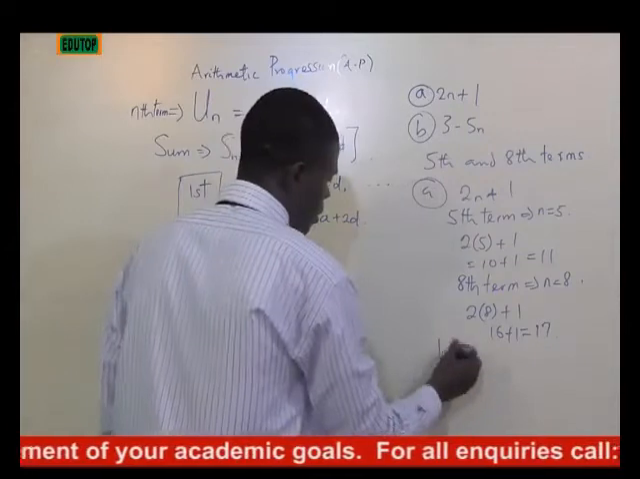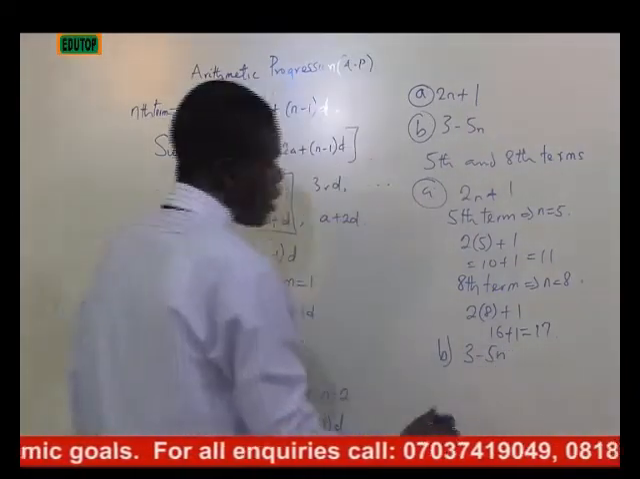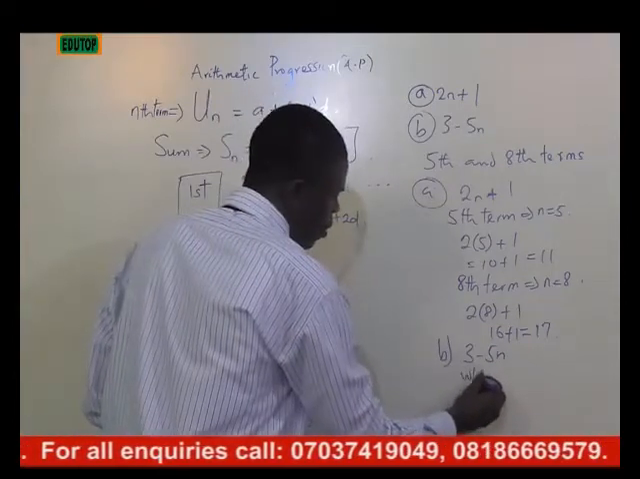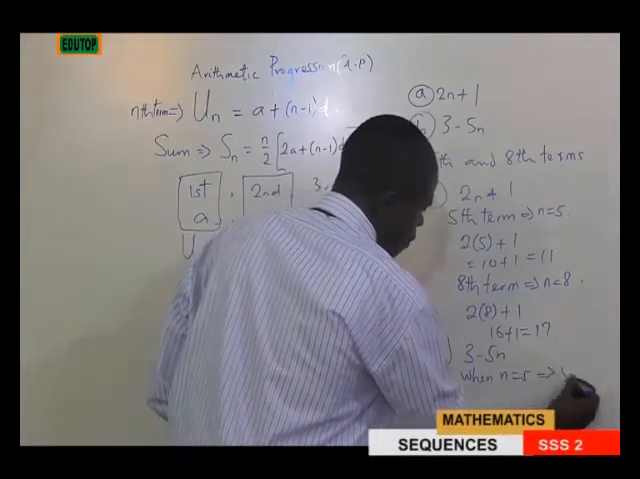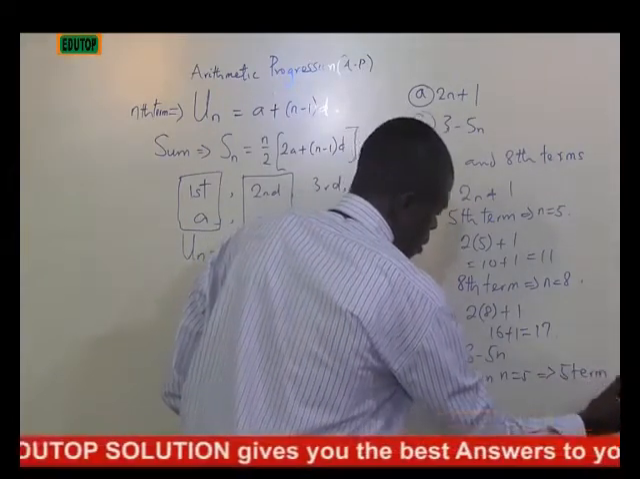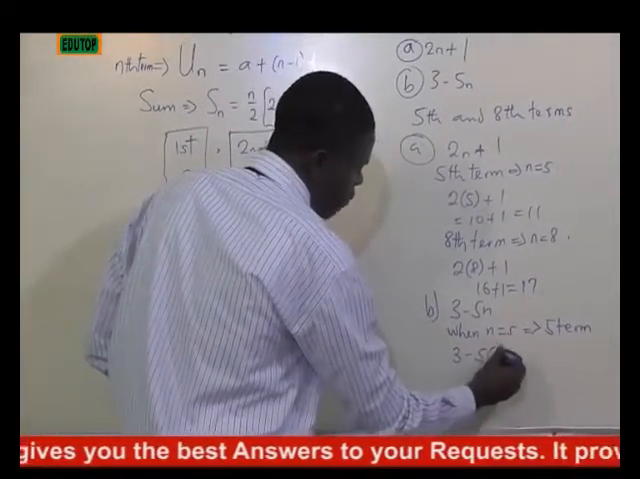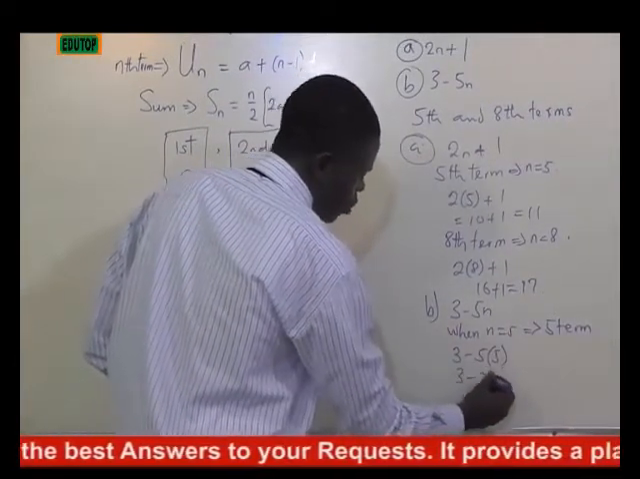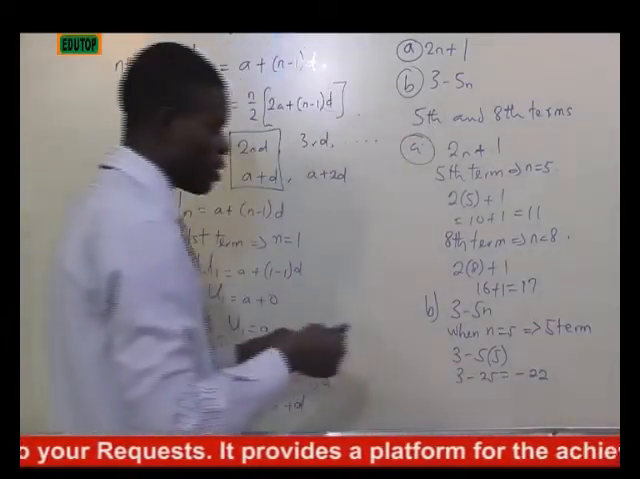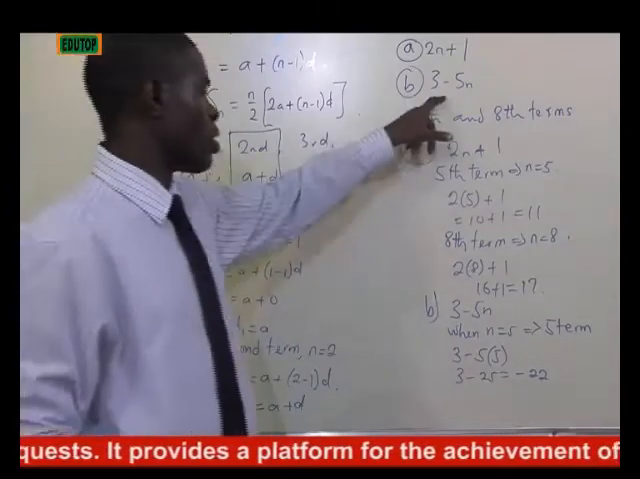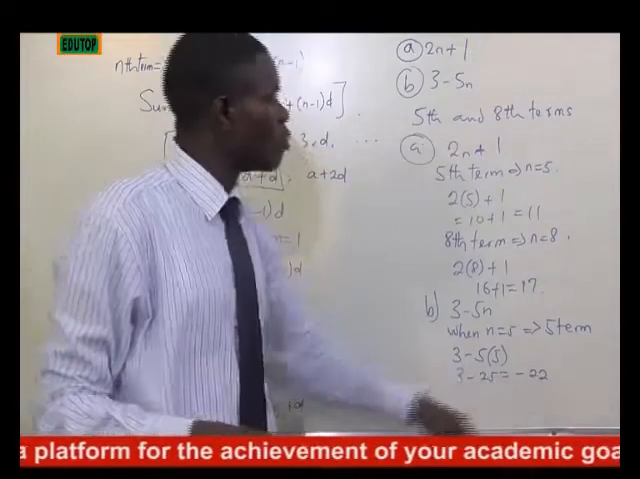Then the B part, which has the expression 3 minus 5n. Here, when n is 5 for the 5th term, automatically we have 3 minus 5 into 5, and this gives us 3 minus 25, and that is minus 22. That means for this expression, the 5th term is minus 22.